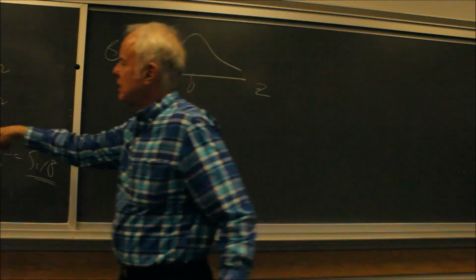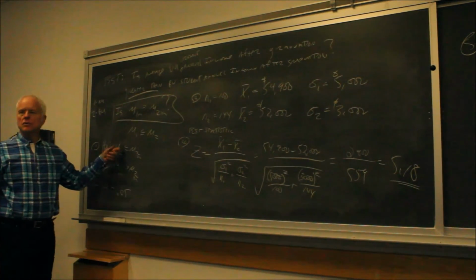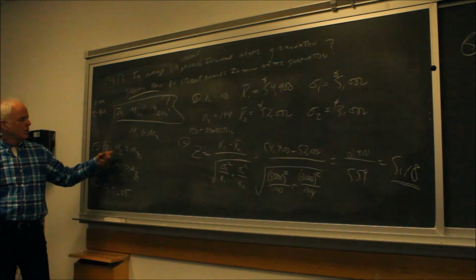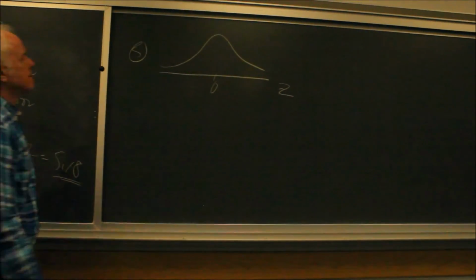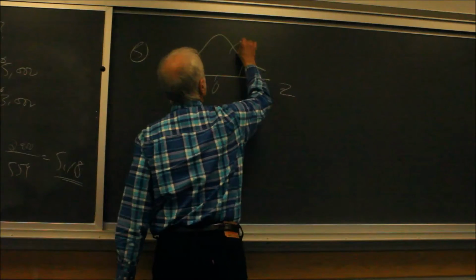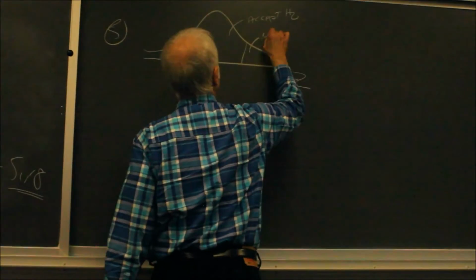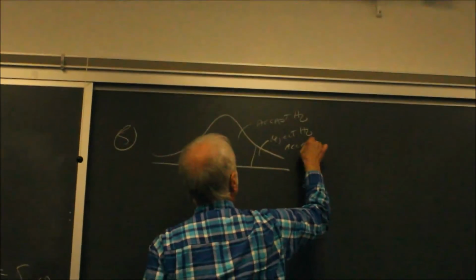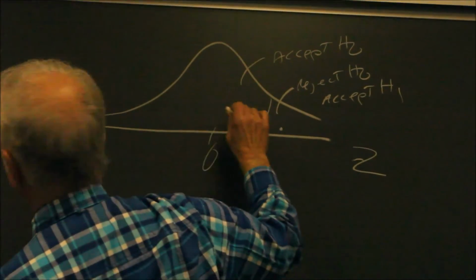If this is the setup over here, less than or equal to versus greater than? Is this a 1 or a 2-tailed test? 1 tail. This is a 1-tailed test. Which region has the rejection region? Is it on the left or the right? To the right. So this is accept H0. This is reject H0. Accept H1. Area in the tail here is alpha, so it's 0.05.